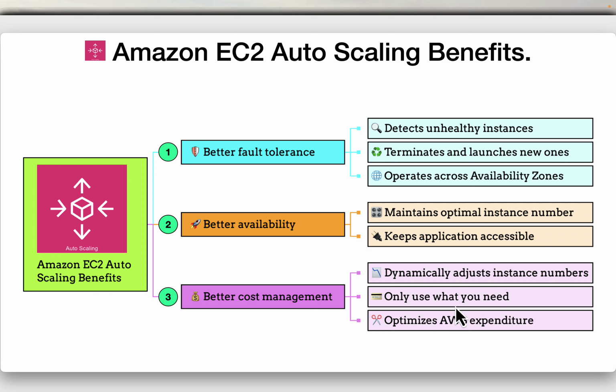Third, better cost management. Dynamically adjust the number of instances to meet demand, helping you save cost by only using what you need. Instances are launched as required and terminated when not in use, optimizing your AWS expenditure.